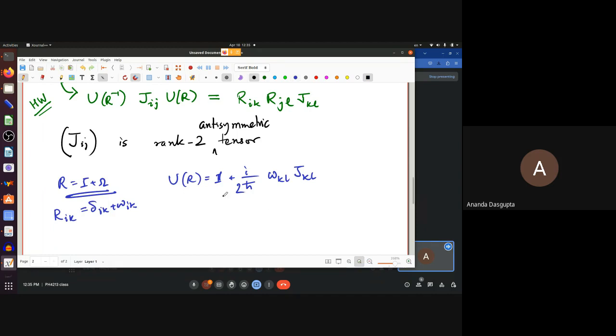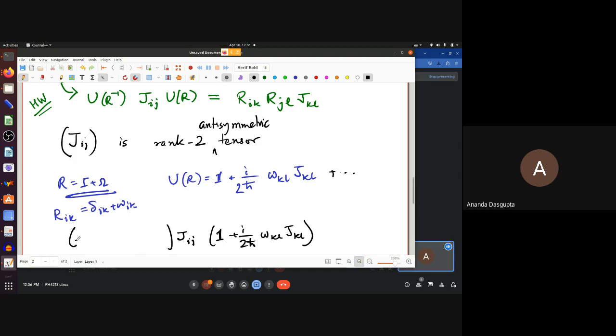Now, if I put this, what will U R inverse be? Can anybody help me out with that? Of course, there are higher order terms. I'm just writing the first order. What will U R inverse be? You of course know what U R will be. U R is just identity plus i by 2h cross omega_KL J_KL. I'm not dropping the higher order terms anyway.